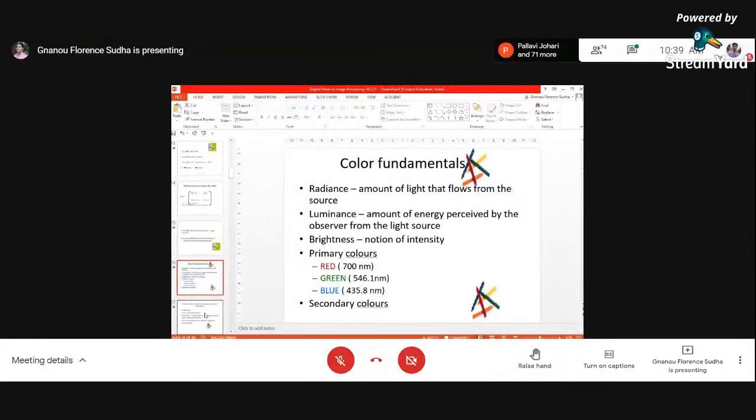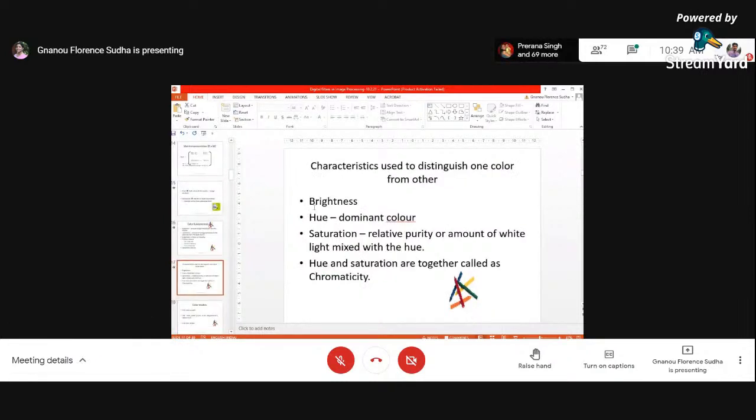You know, red, green, and blue, and a combination of these three colors gives your secondary colors. So the points we need to remember are, once again, intensity or brightness, radiance, the amount of light coming from the source, and luminance, how much we perceive of the particular image. These are some terminologies you would have encountered whenever you did some kind of photoshopping on images. You would have changed the saturation, hue.